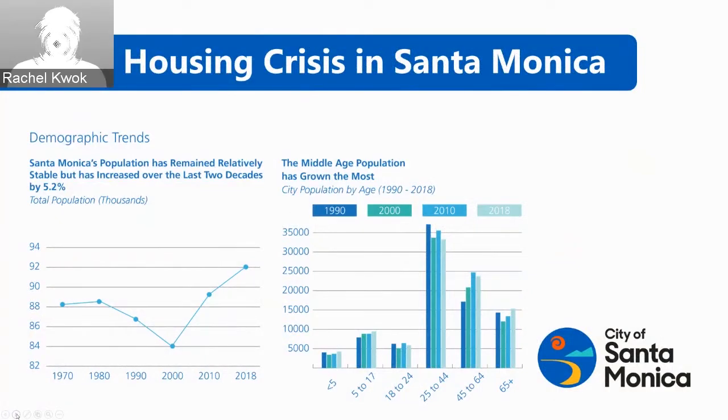So when we plan for housing, we need to first take into account the population. This is important because we need to know how many people live in the city and what the demographic of the city looks like, so we can appropriately plan for the housing needs. As you can see in this chart, from 1970 the population has remained relatively stable, dropped a little bit down in 2000, but then has increased in the last 20 years by about 5.2%.